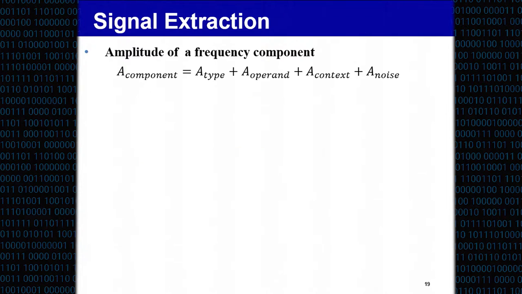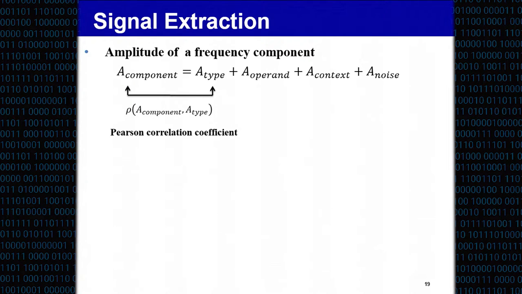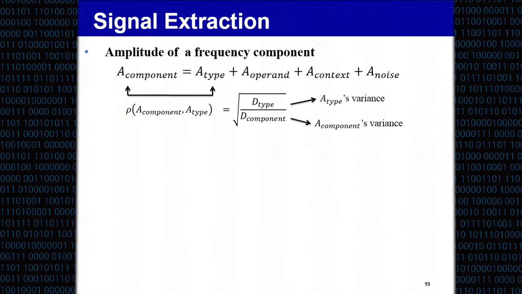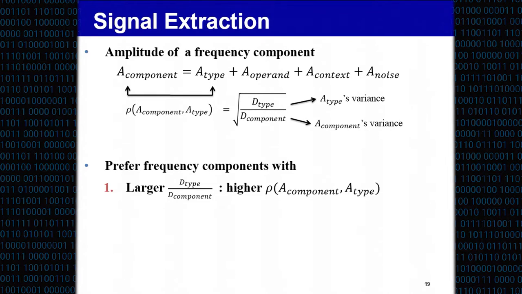Motivated by this, we propose our signal extraction technique. We represent the amplitude of a frequency component as the linear combination of four independent terms, where each term corresponds to one factor. Then we use the Pearson correlation coefficient to evaluate the correlation between the frequency component and the type factor. This value can be evaluated with the A-type variance and the A-component variance, and these values can be further estimated by sampling. With the above, during the design of our observation symbol, we prefer frequency components with the following two characteristics.